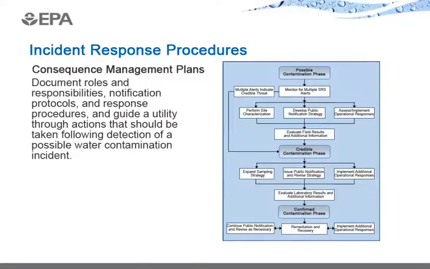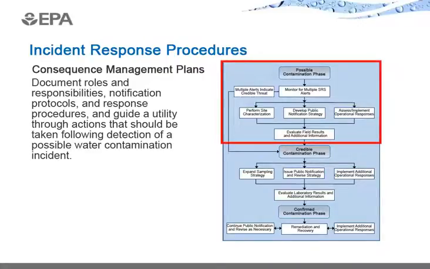Consequence management plans document roles and responsibilities, notification protocols, and response procedures, and guide a utility through actions that should be taken following detection of a possible water contamination incident. As illustrated in the figure on this screen, CM activities are divided into 3 contamination phases: possible, credible, and confirmed.